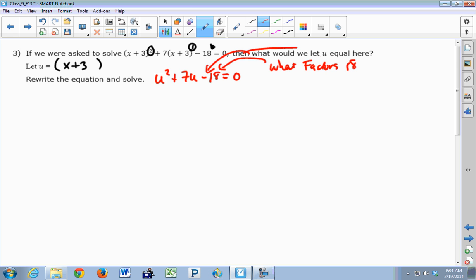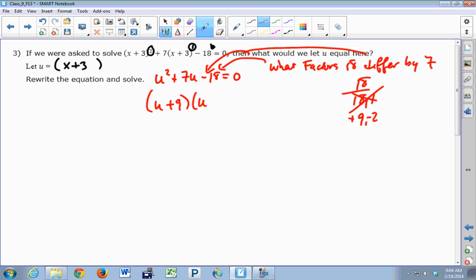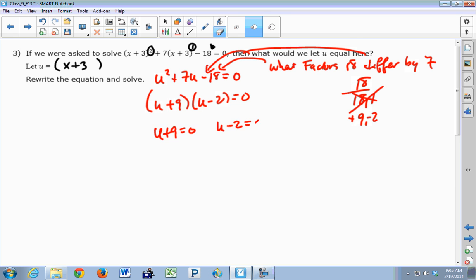because I have a subtraction there, I use the term differ by 7. So what factors of 18 differ by 7? Not those, those differ by 17. How about 9 and 2? Yeah, and because your middle term is positive, you're going to have a plus and a minus. So you can easily factor this. And you set each factor equal to 0, and you solve for each in terms of u.